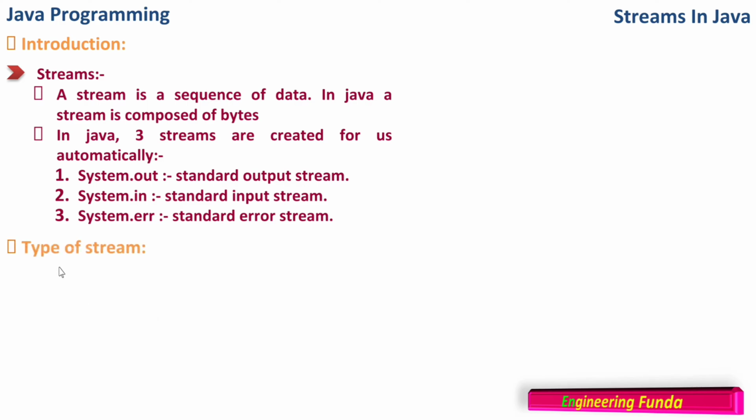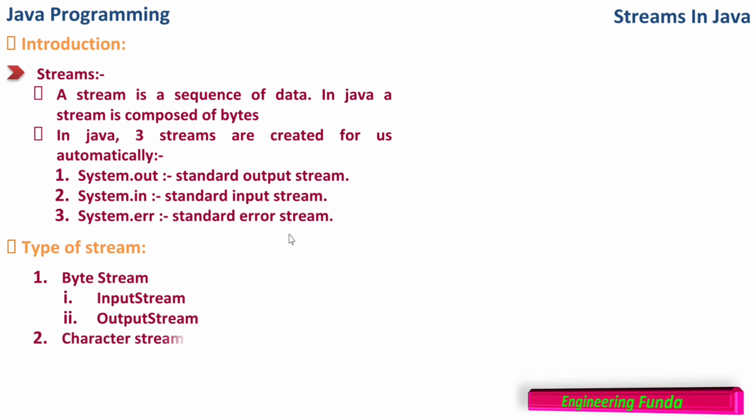Now let us see what are the different types of stream. Basically there are 2 types of stream in Java programming. First is a byte stream, which has 2 basic types: the input stream and the output stream. Second is the character stream, which has the abstract classes Reader and Writer. In this video we are going to see what is the byte stream and what are the different classes in the input stream and what are the different classes in the output stream. In the next video we will see the character stream.